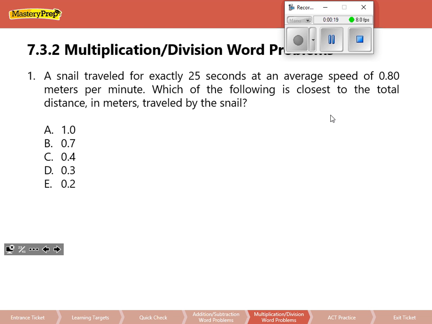A snail traveled exactly 25 seconds at an average speed of 0.8 meters per minute. Which of the following is closest to the distance in meters traveled by the snail? So again, when we look at these here, we are talking about multiplication and division. And rate times time is equal to distance. And we're wanting to know the distance, and we have a rate and time.